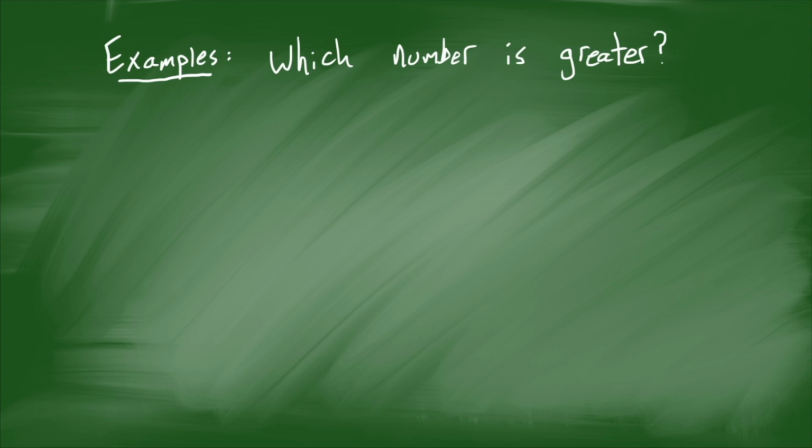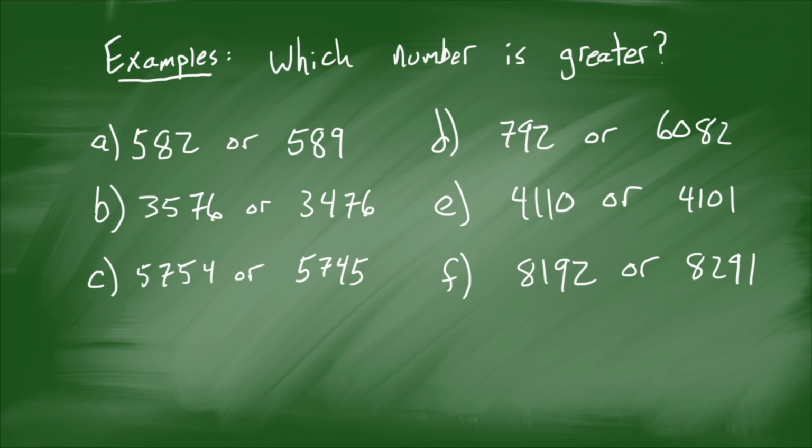Which number is greater? A, we have 582 or 589. Looking at the number order, we have 5, 5, that's the same. 8, 8, that's the same. 2, 9. 9 is higher than 2, that one wins. In B, 3,576 or 3,476. Following the order again, we can see 3,000, 3,000. This would be 500, this would be 400. 500 is greater than 400.